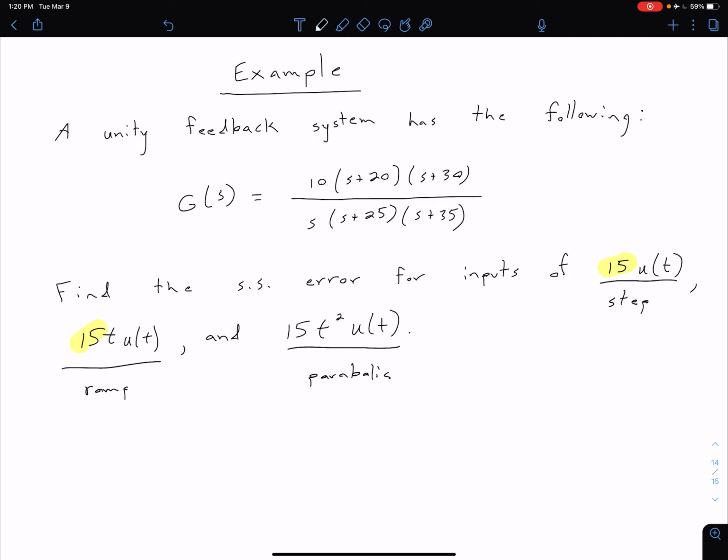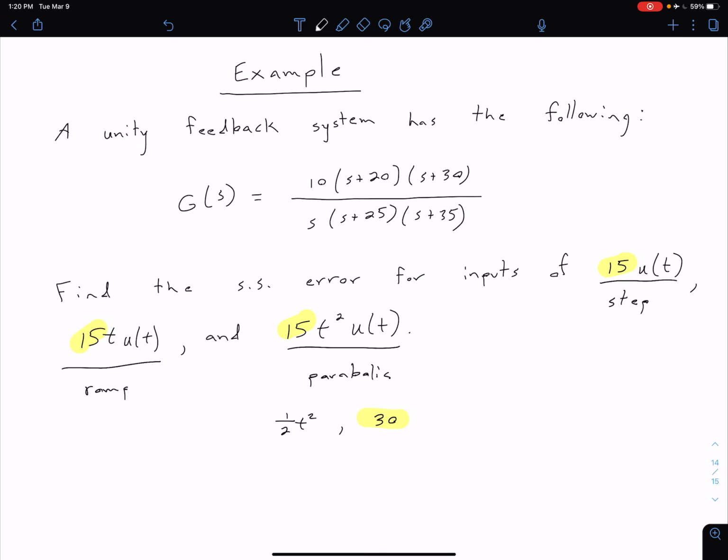For our parabolic input, it's a little bit trickier because remember, we said 1/2 t squared was our unit parabolic input. So what that means here is that we have a gain of 30, because we have 30 over 2, which gives us this 15 out front. So we have to consider that as we're plugging into our equations.